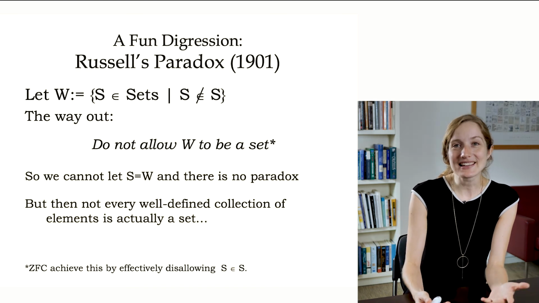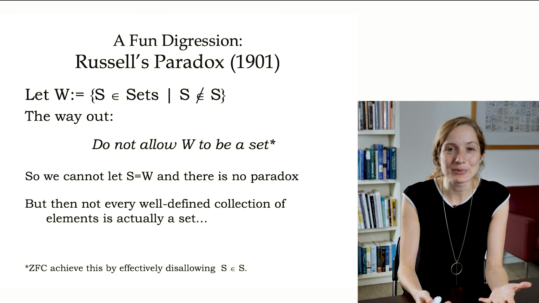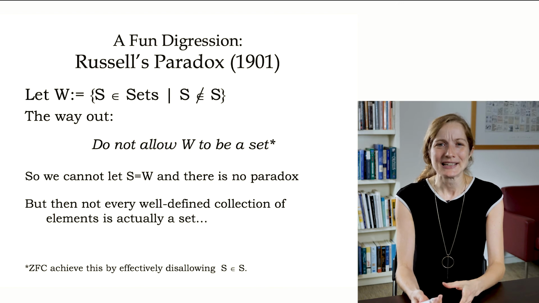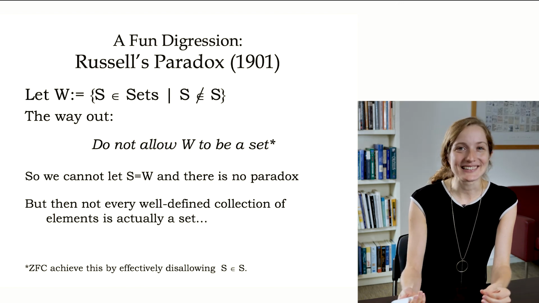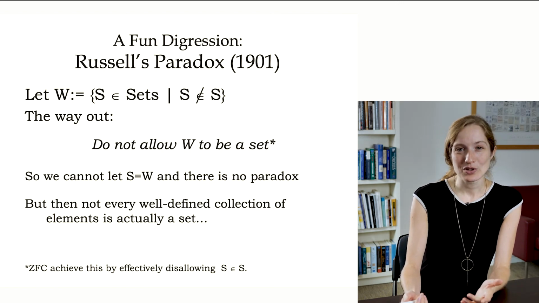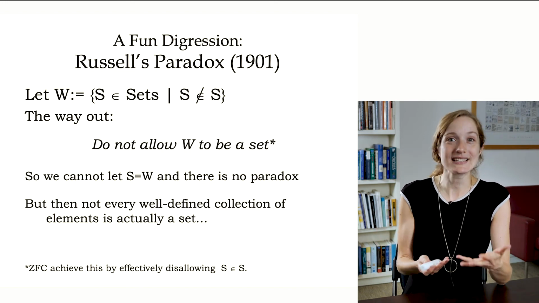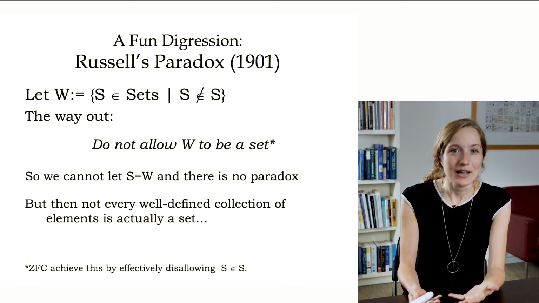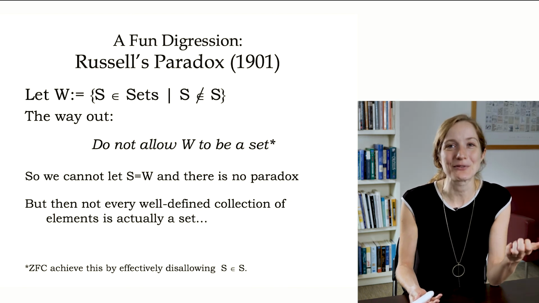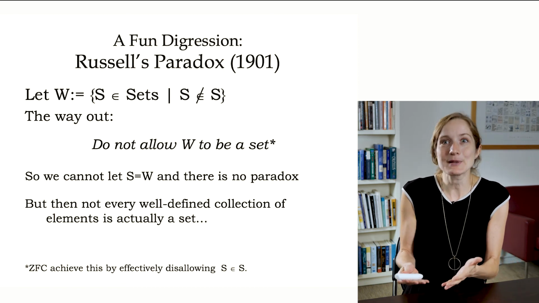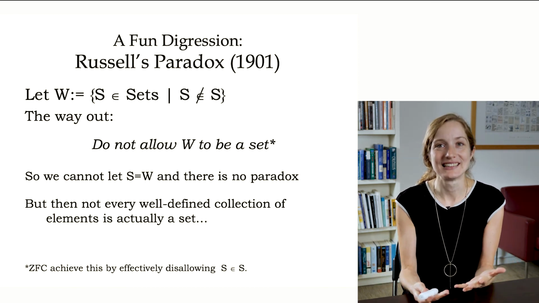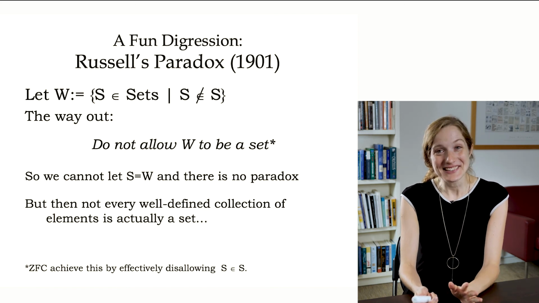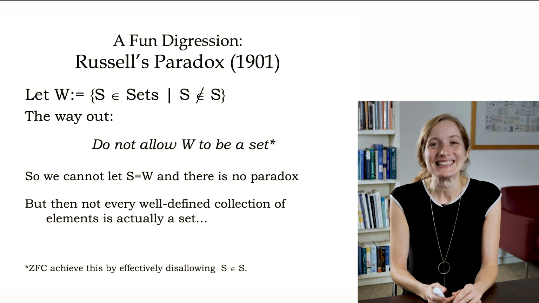So if you can't let S be equal to W, then you're saved from the paradox. But then, of course, there's a bit of a downside, which is that when we talk about what is a set, I said something about it being a collection of elements. But if you need to save yourself from the previous paradox, it can't be the case that all collections of elements are sets.